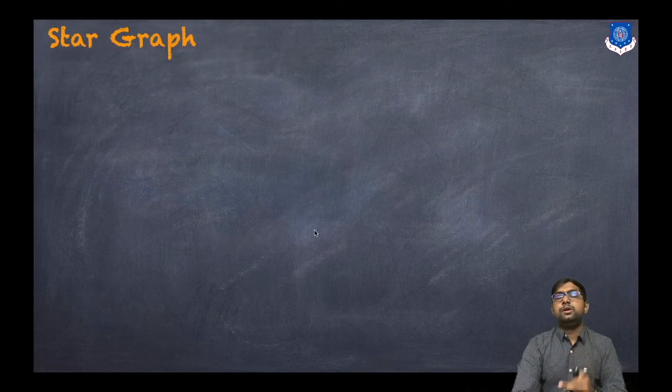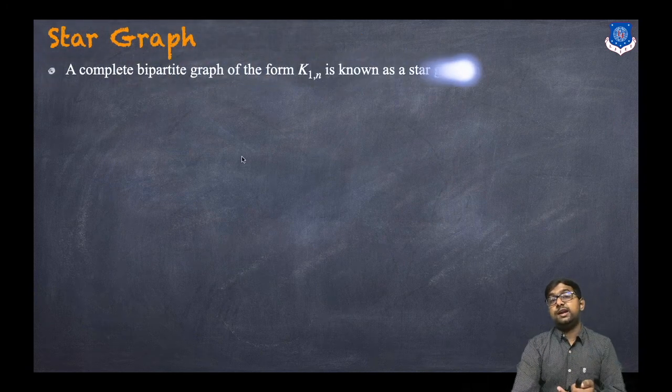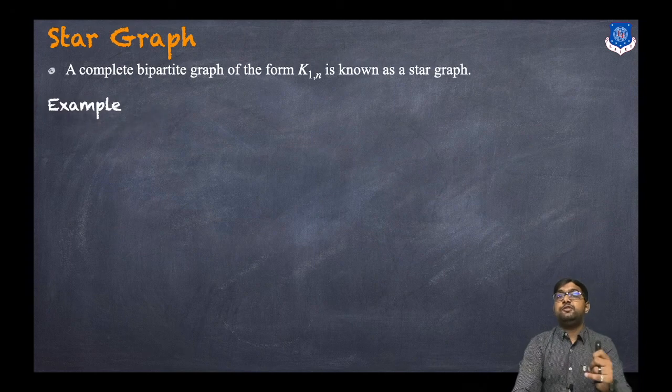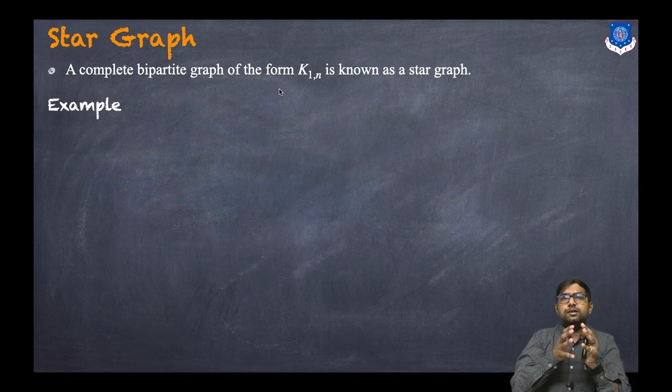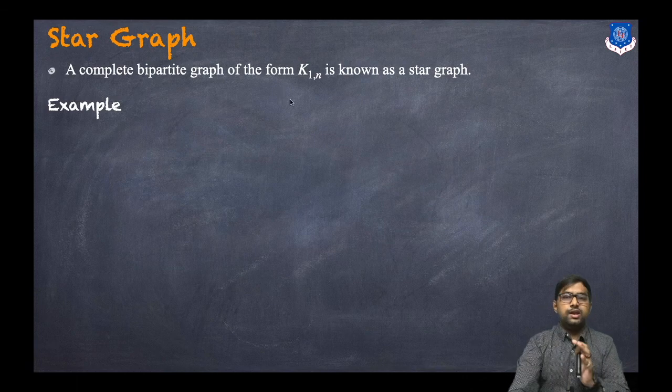Now let us discuss what a star graph is. A complete graph of the form K(1,M) is known as a star graph. It is a complete bipartite graph, but here the number of vertices of one partite set is fixed, and that is 1.